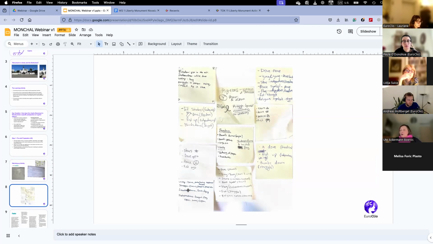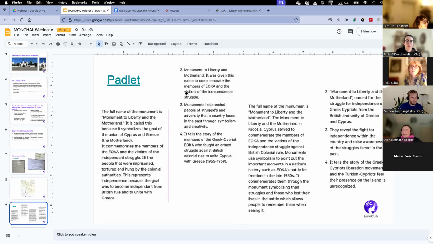Then somebody showed, or one group said, for struggle it could be chains, people again. So we have a lot of pigeons here, representing freedom or peace. And then for struggle, we have a person being crushed by a rock. So we have some very interesting ideas here of what the students thought would represent some of these very abstract concepts.